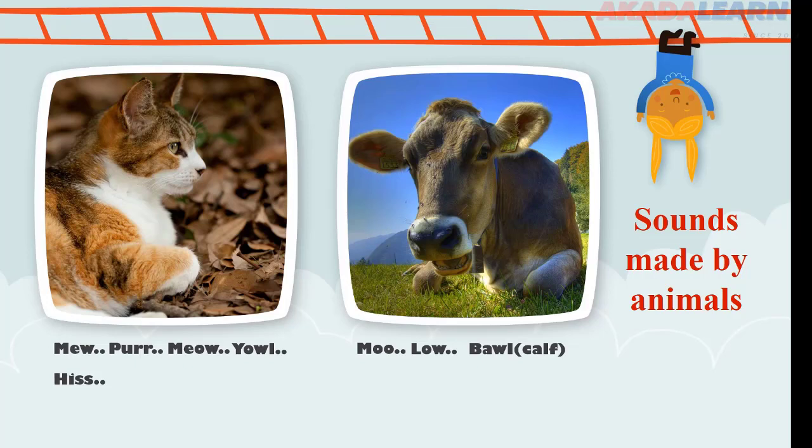Now over to the right, the sound that a cow makes includes a moo, a low, which is a deep sound, and a bawl for baby cows or for young cows. Another name for young cows is calves. A young cow is called a calf, and it makes a sound like this. And let's look at a couple more sounds.